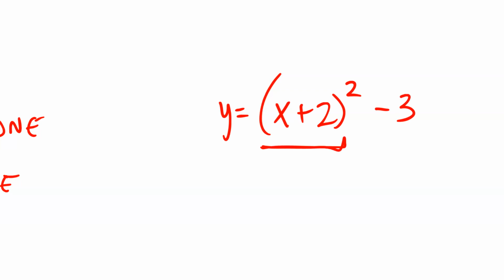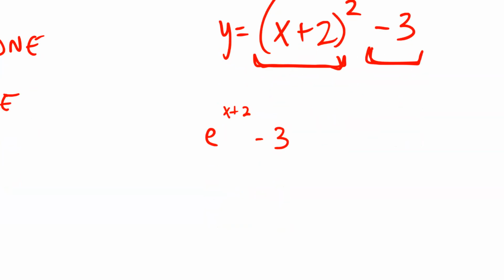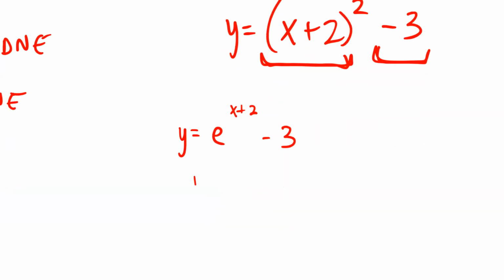If it's inside with the x, it's horizontal and it's the opposite way. If it's outside, it's vertical and it's the same way it says. And the inside is where the asymptote is, for log functions. So if I had e to the x plus 2 minus 3, this would be a shift left 2 and down 3. What would the asymptote be? The asymptote here would be at y equals negative 3, for exponential.